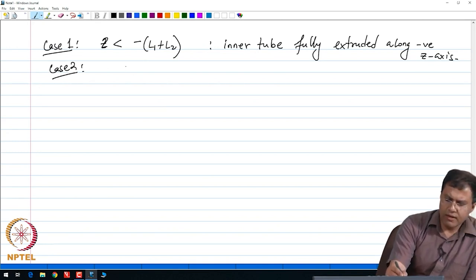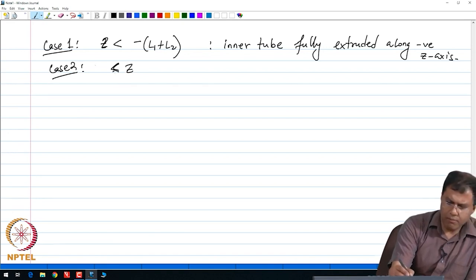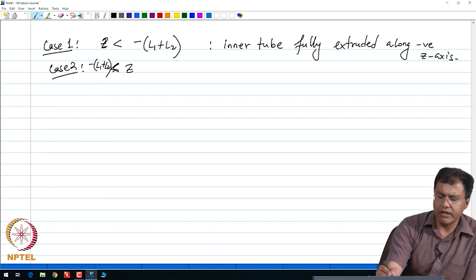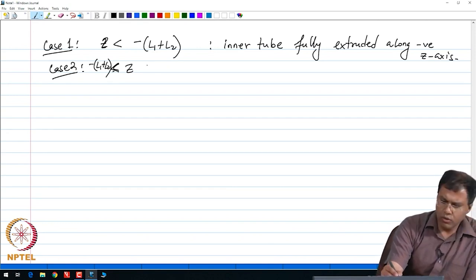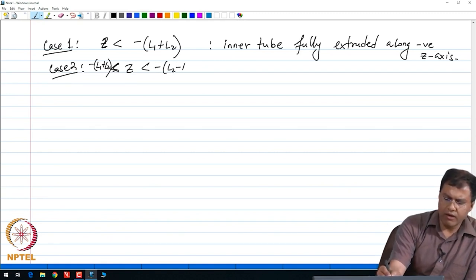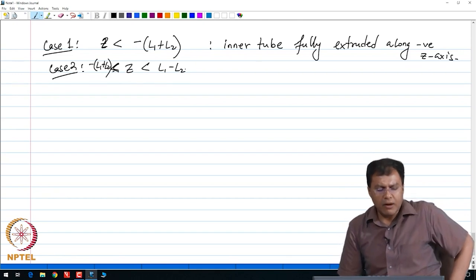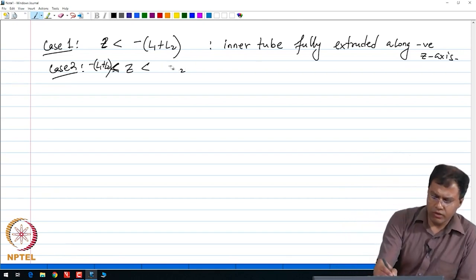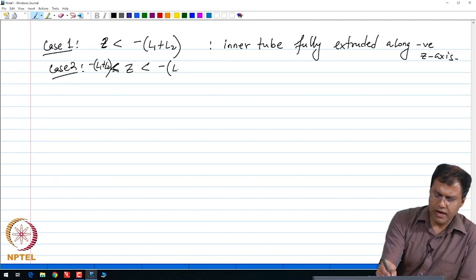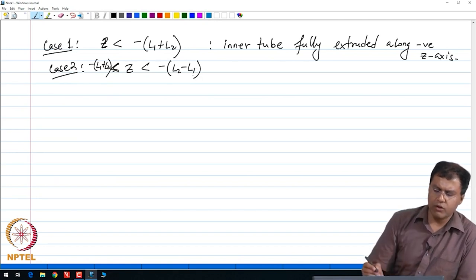Then in case 2, z can vary from minus L1 plus L2, so it is certainly partially inside, to minus L2 minus L1, or let me call this L1 minus L2. So, this is indeed partially inside, but L2 is bigger than L1. So, let me write it like this: minus of L2 minus L1.